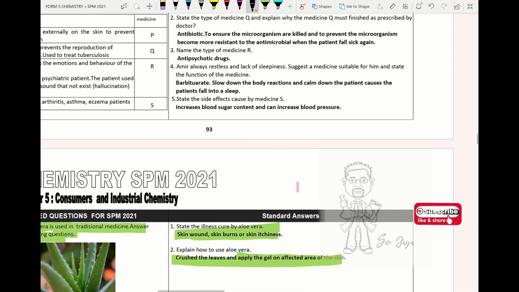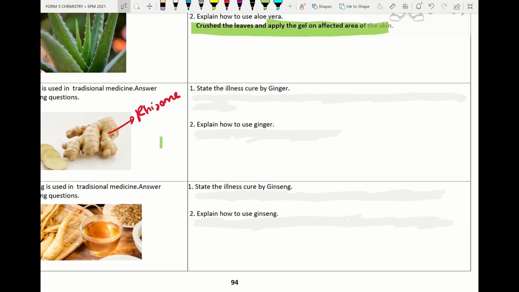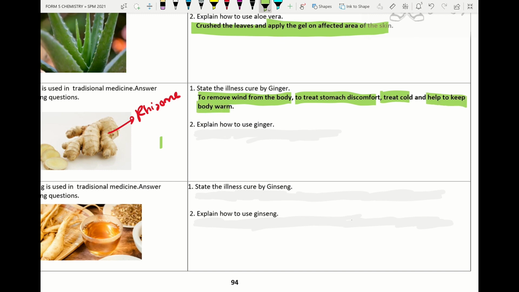All right, we move on to the second traditional medicine, which is ginger. The body of the ginger is known as rhizome. Please remember, this rhizome is boiled in water, and we can drink the water to remove wind from the stomach or wind from the body. So the illness cured by ginger is to remove the wind from the body or stomach, treat stomach discomfort, treat cold, and also help to keep the body warm. How to use? We boil the rhizome in the water and drink the water.